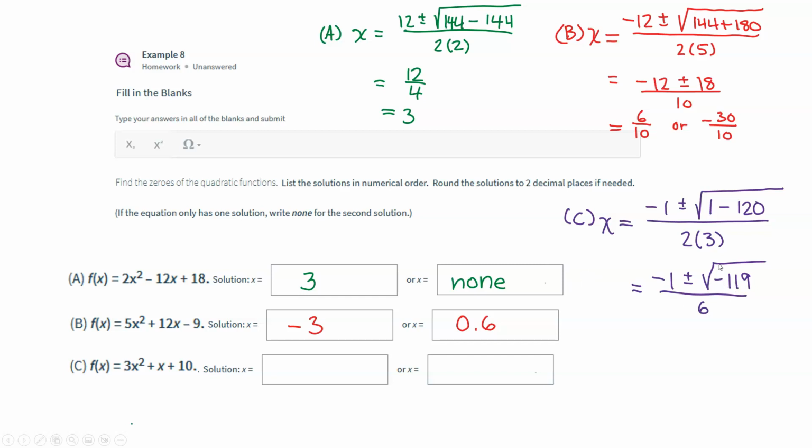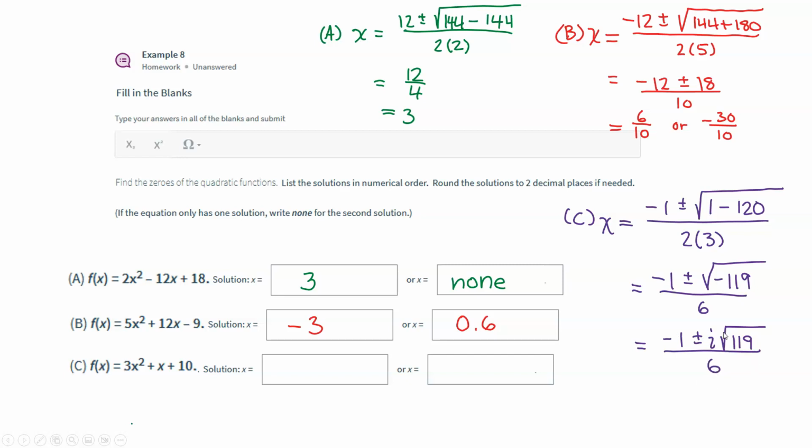In order to turn this into something you can continue working with, you could think of this as the square root of negative 1 times the square root of 119, but that's the same thing as just moving an i to the outside of the radical and then making what's underneath the radical positive. So you're going to have negative 1/6, which is about negative 0.16, repeating, negative 0.17.